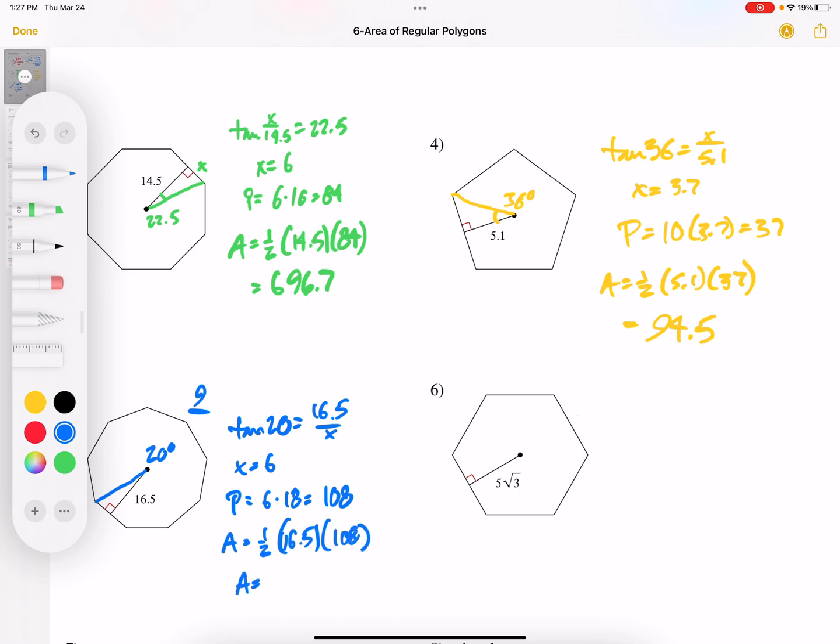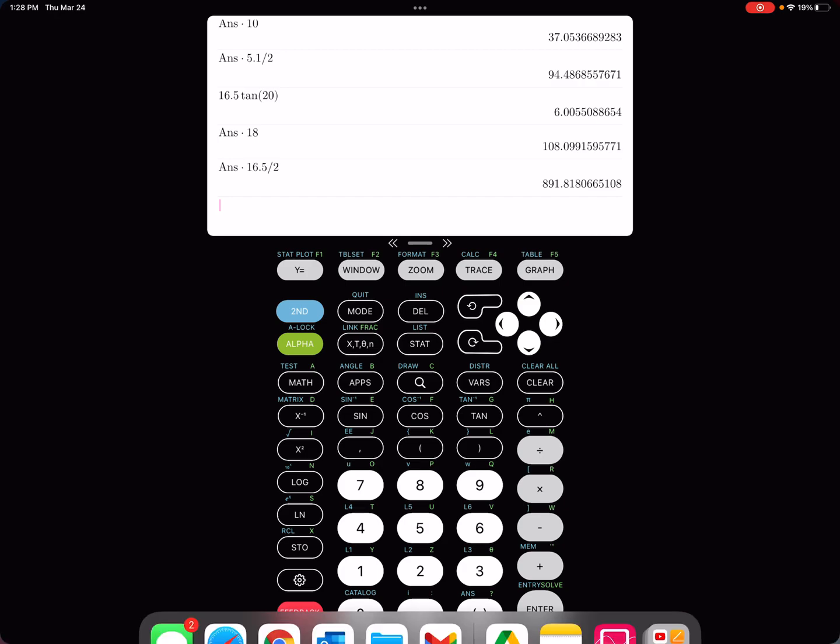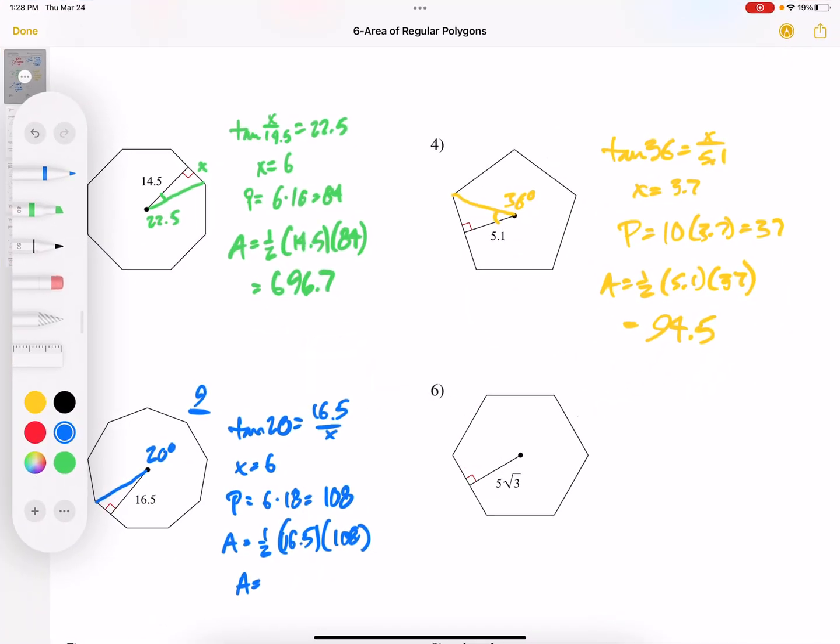So area equals, and here we go. So I did 16.5 tangent 20, which is about 6 times 18. That's my perimeter, about 108. Times the apothem, 16.5, and then divide that by 2. My area is 891.8. All right, number 6.